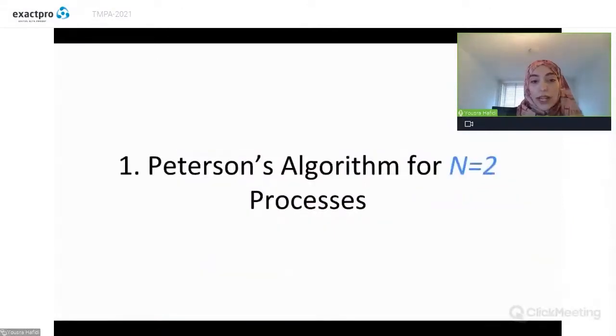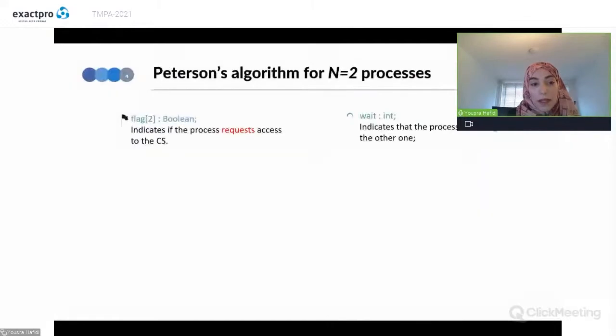Okay, so first I will explain the concept of Peterson's algorithm for two processes, the classical one. In order to synchronize the access to the critical section, Peterson's algorithm uses two shared variables. We have a flag variable, and this variable indicates if a process requests access to the critical section. And the other variable indicates that a process is waiting for the other one.